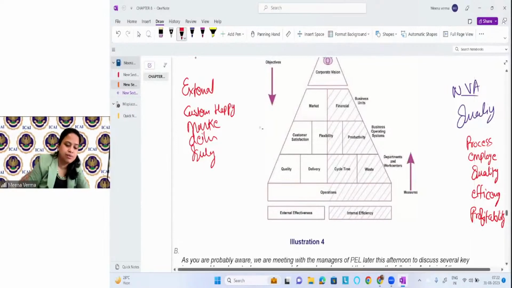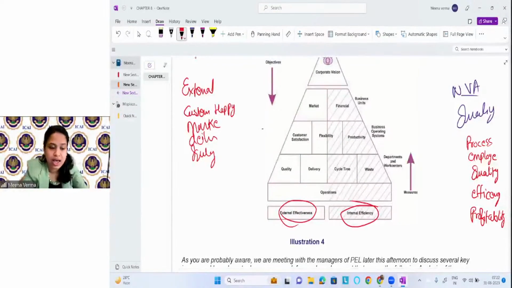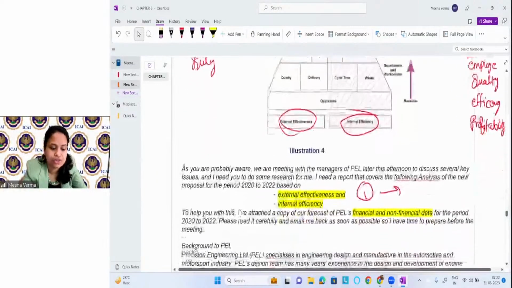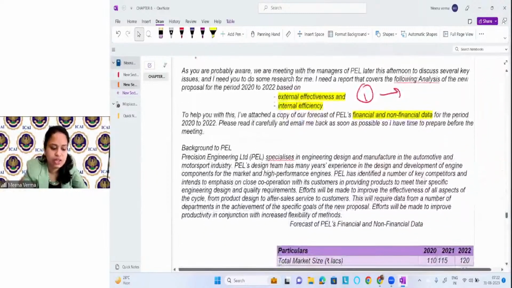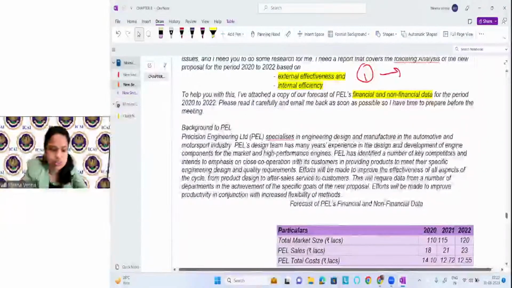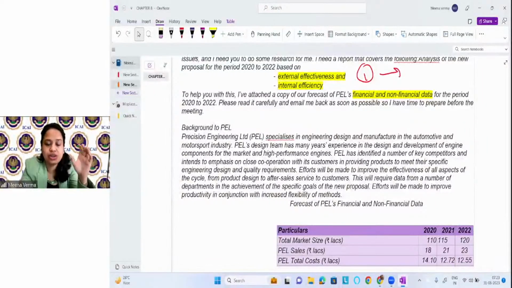How will you know that? Because they have given you the information of external effectiveness and internal efficiency. This helps me identify which model they want me to discuss. Simple. They have given you some information and they want you to do the analysis, because they want a report for the next year. They are saying external effectiveness and efficiency must be considered while preparing the report, and financial and non-financial data is given. Let's read it further.